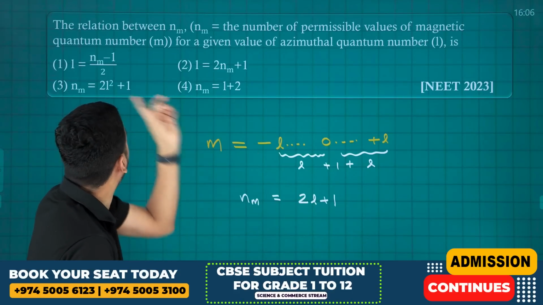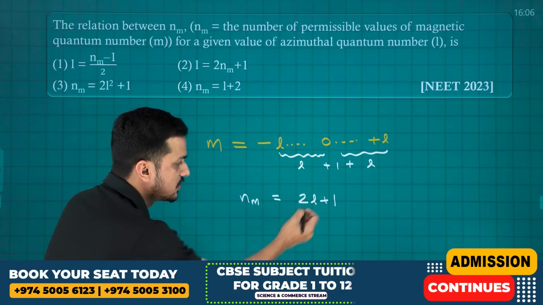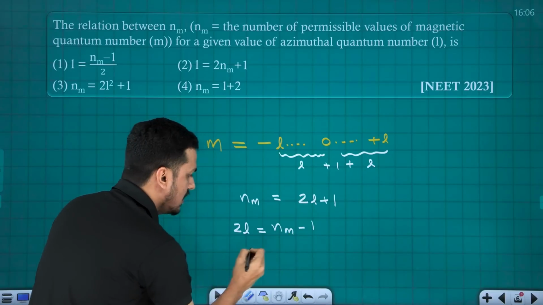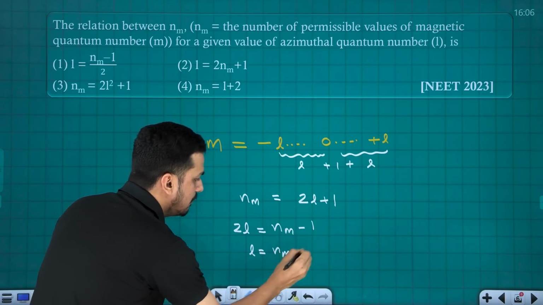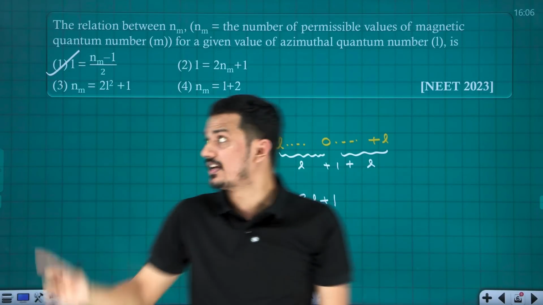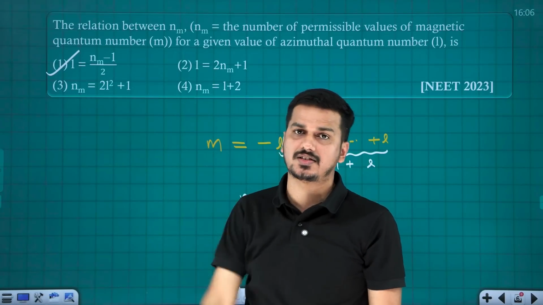Then Nm and L, how are they connecting? That's the only question. So from here we can understand that 2L equals Nm minus 1. So L equals what? Nm minus 1 by 2. So Nm minus 1 by 2. Option A, option 1, is the correct answer.